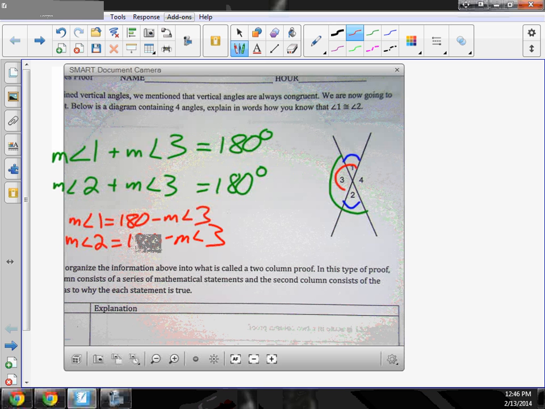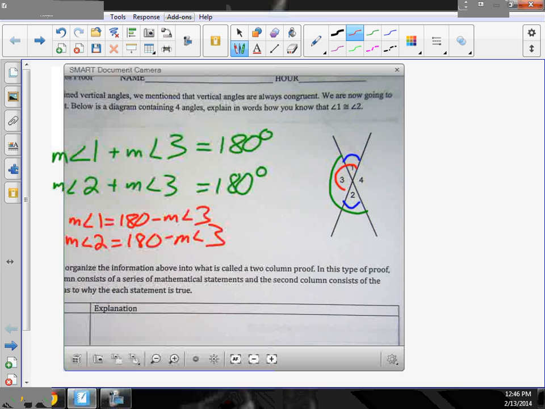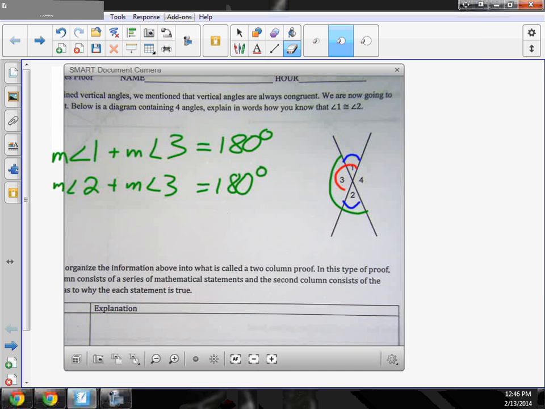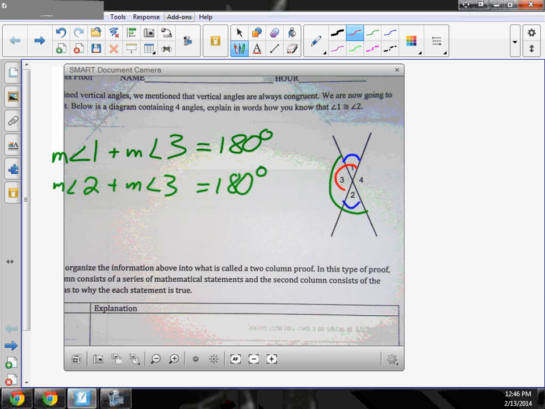Therefore, 1 and 2 are the same, right? They're both 180 minus 3. Okay, another way, which might be a little bit faster, would be to say, you could just simply say 1 and 2 are the same because when you add 3 to each of them, you get 180. That'd be good enough for me.